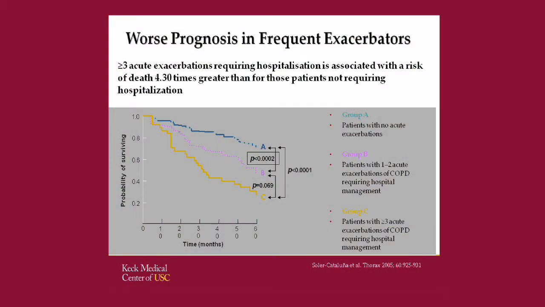So if that happens, is everybody the same? Will they have the number of exacerbations increasing all the time? And the answer is no. There are patients who have no exacerbations. There are patients who have 1 to 2 exacerbations or management within the hospital on an annual basis. And there are those who have more than 3 exacerbations with COPD. You can see how there's a difference in mortality from that.